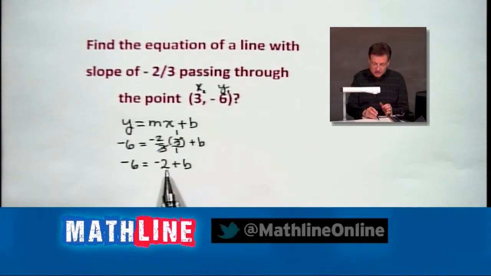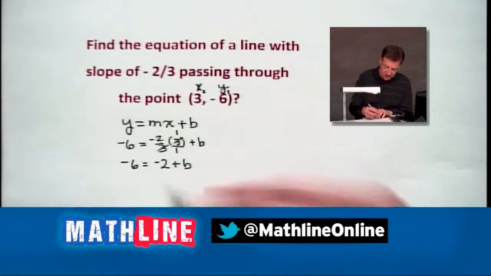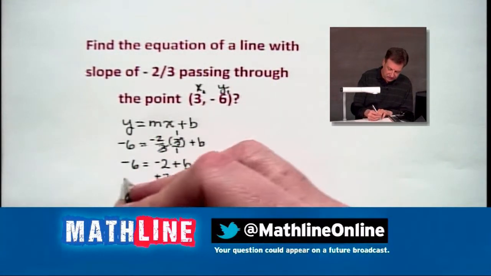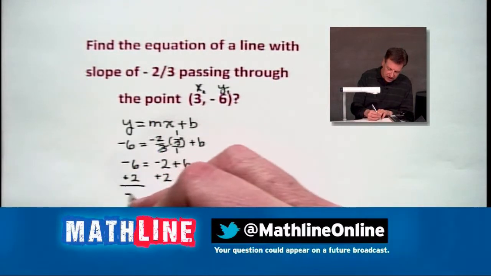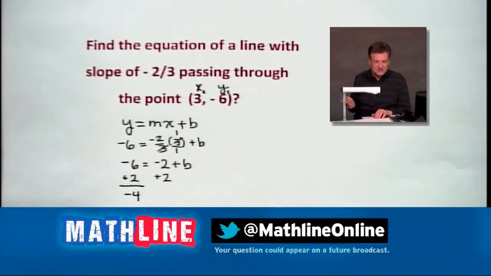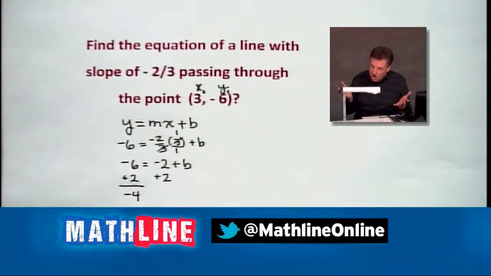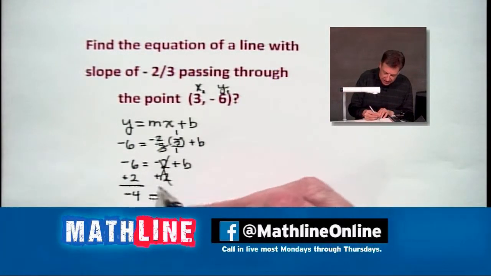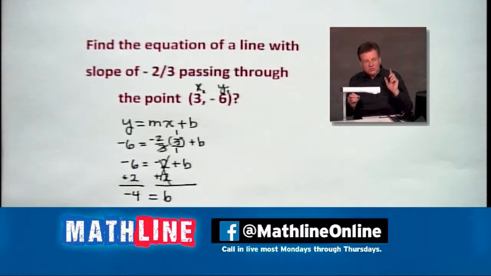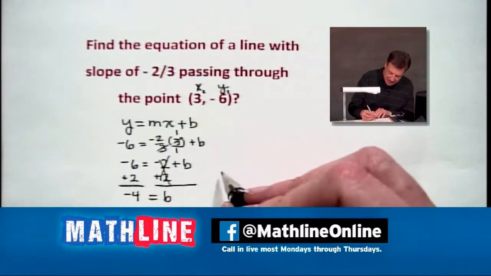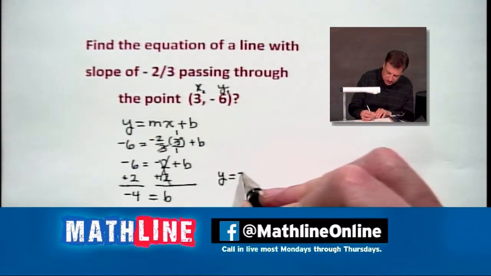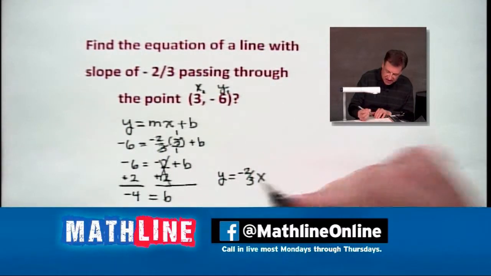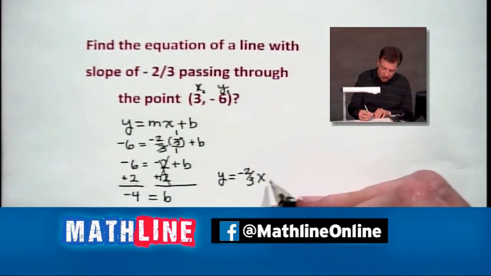All I need to do is move that -2 to the left. Let's add 2 to both sides. Oh, here we go. -4, that's what we have left. -6 plus 2. Basically, you're still in the hole 4. These say goodbye. We have b left over here, all right? So what does that tell us? That tells us the equation should be y equals -2/3 x minus 4.